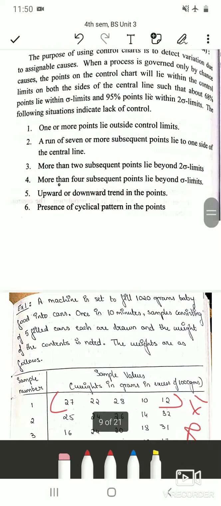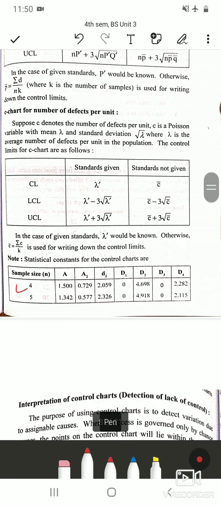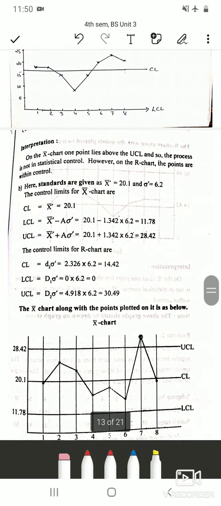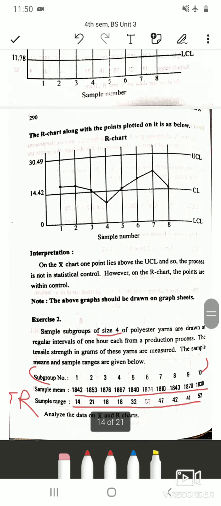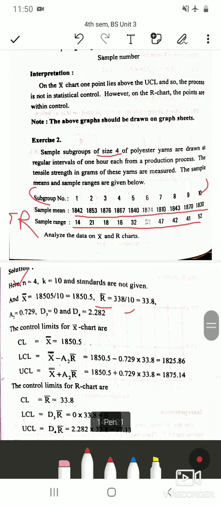So go to the table. So N is 4, your A2 is 0.729, and D3 will be 0, D4 is 2.282. So once you get all the required terms, then write the control limits.